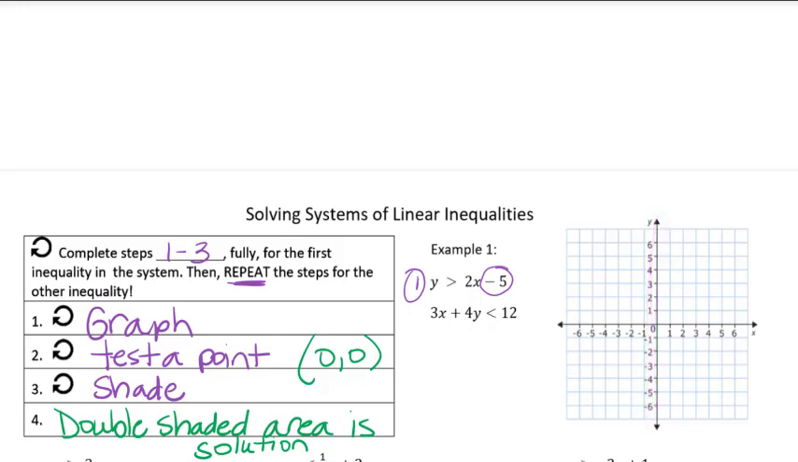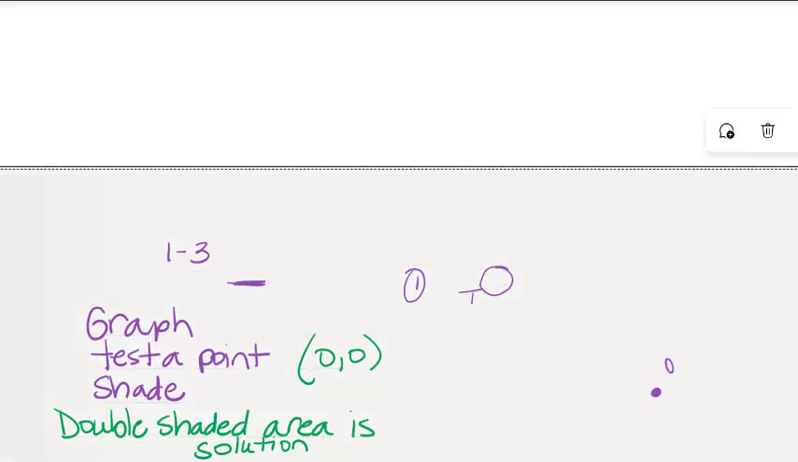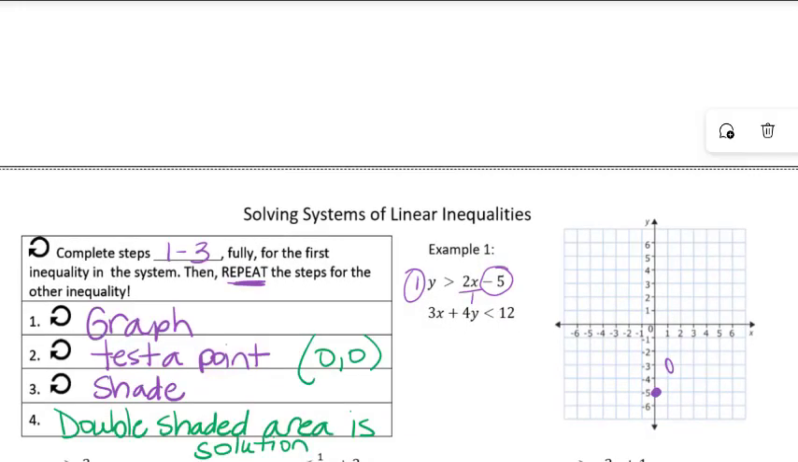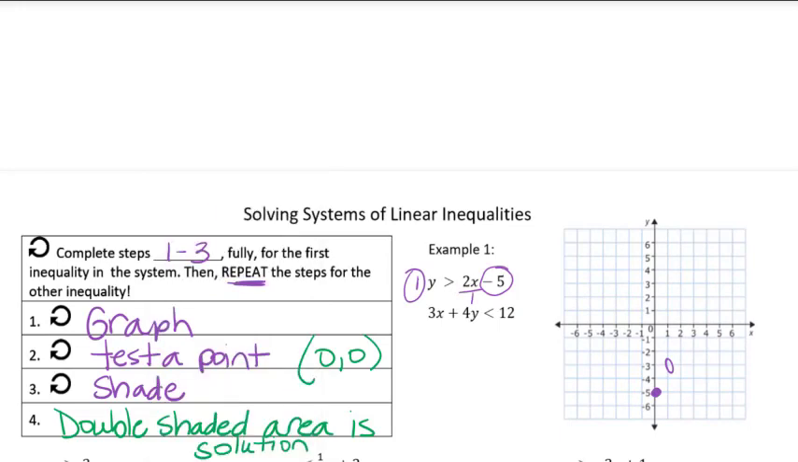Okay, so this one is in slope-intercept form, so I have my y-intercept -5. So I'm going to go on the y-axis. Remember, this is my y-axis. I'm going to go to -5 and put a point. And from there, I'm going to graph my slope. The slope is 2 over 1. So I'm going to go up 2 over 1. Do it a few times so that you have a good line to go off of.